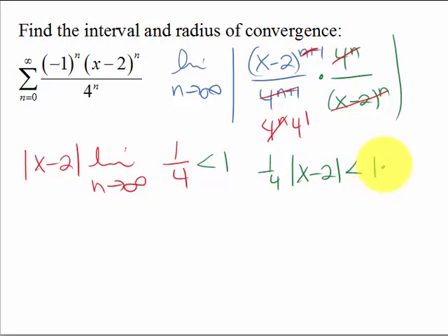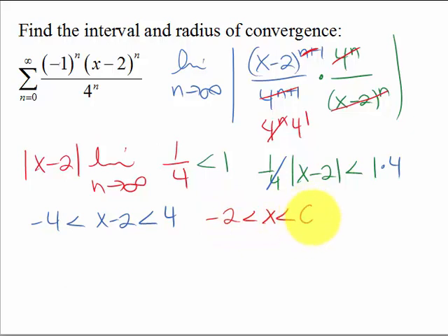So let's go ahead and multiply by 4 to get rid of the fraction, and then we could express this absolute value in terms of a compound inequality. So we have -4 is less than x - 2, which is less than 4, and then we could add 2 to both ends, and we'd have -2 is less than x, which is less than 6.